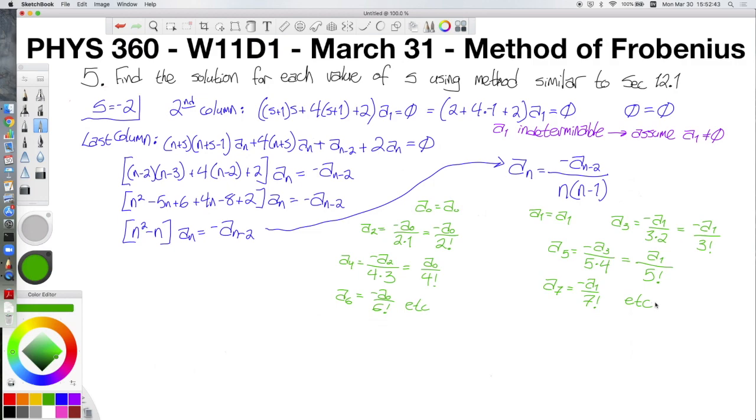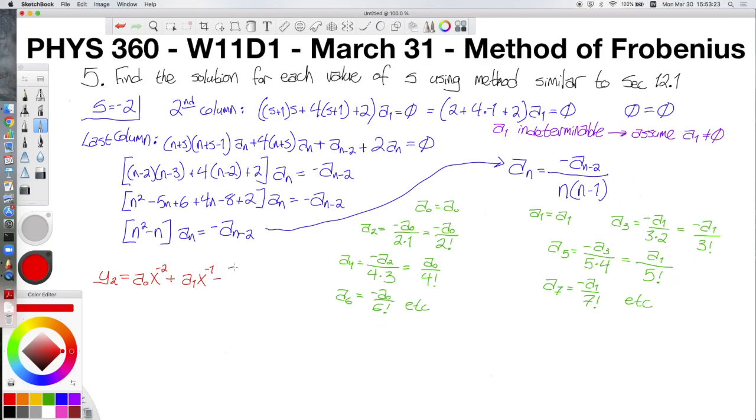So now we're actually ready to start writing out our solution here. I hope I have enough room, but we'll see. So I'm going to call this solution y2. And this solution is going to have a couple of sets of terms all at once in it. So let's start at the very beginning with a naught. So the constant term is a naught times x to the s, which is x to the negative 2. Then we'll have another indeterminate term, a1 times x to the s plus 1, which is x to the negative 1. And then we can go on with future terms.